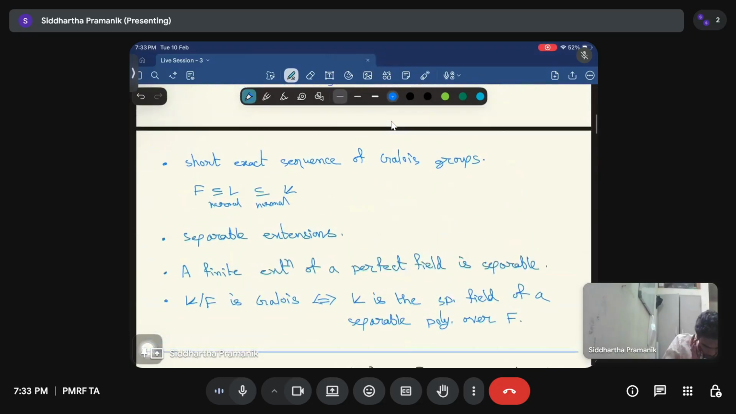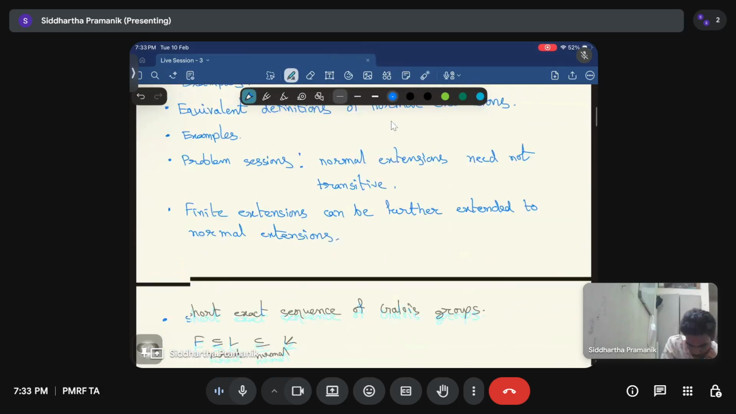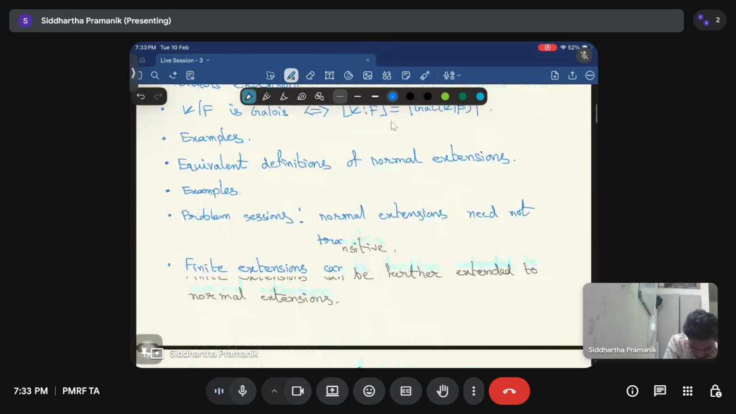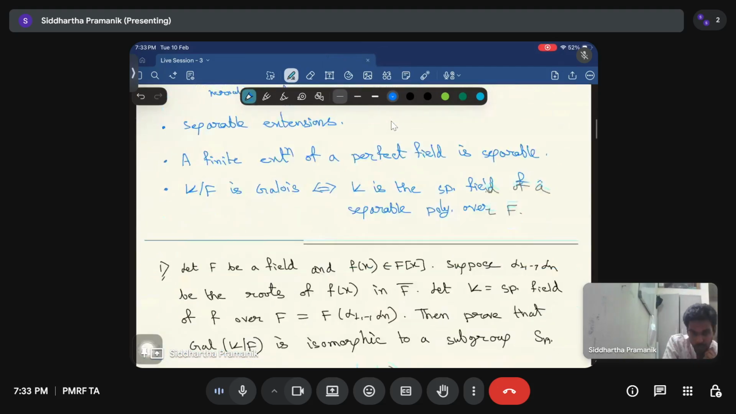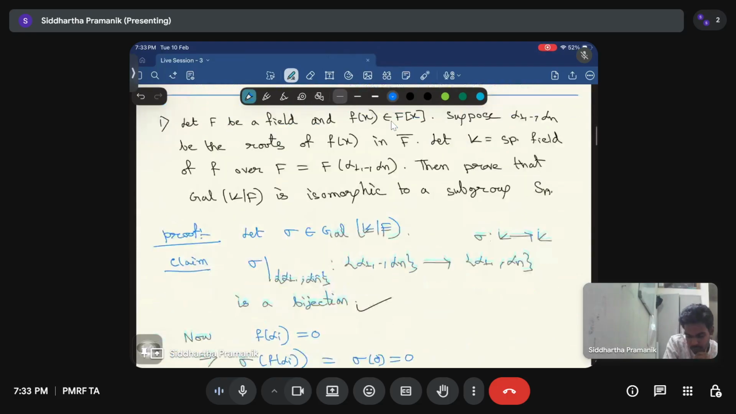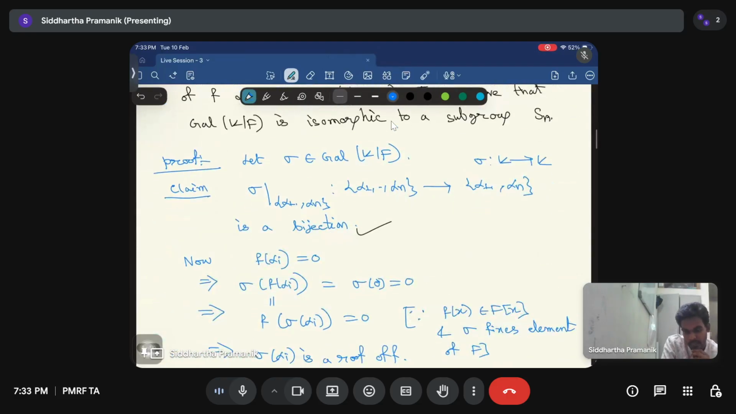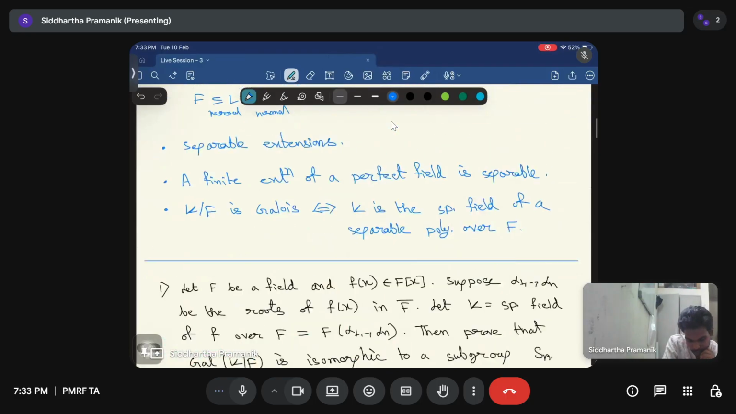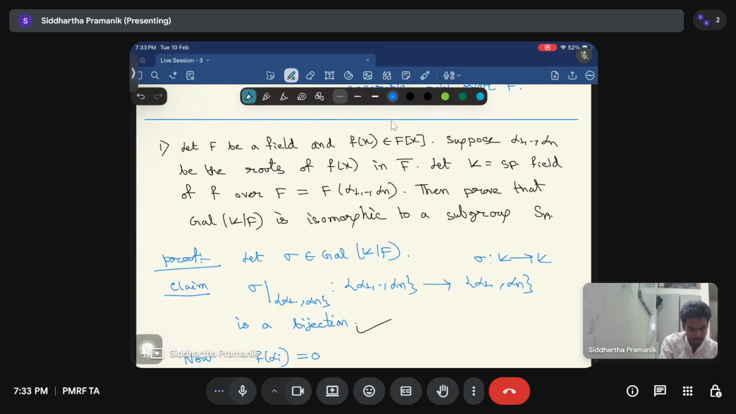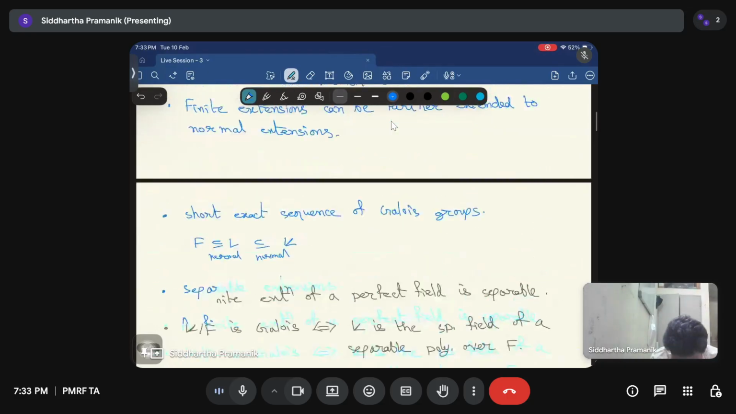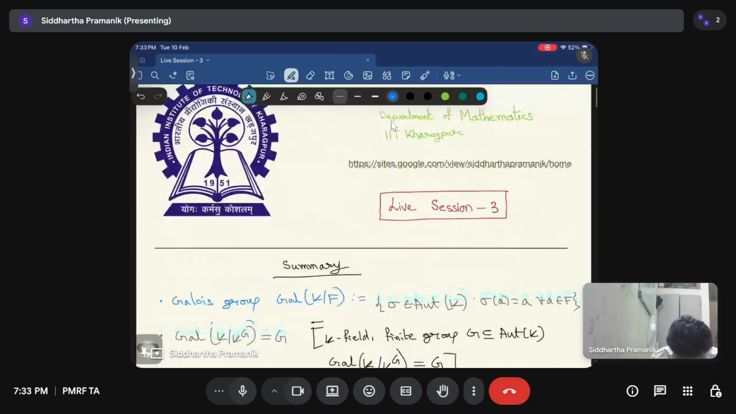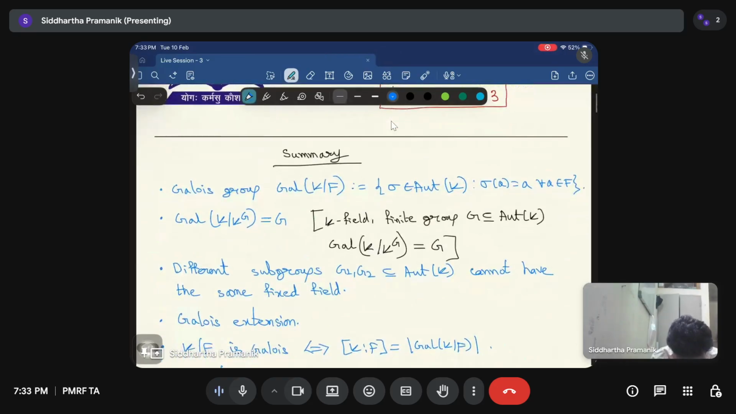Yeah, so we have done separability and normality and all those things. So maybe in the next problem solving session we can do some more examples about Galois extensions and normal extensions, these things. Then it will be more clear. Okay, I think this is enough for this week 3. So maybe we can stop today.